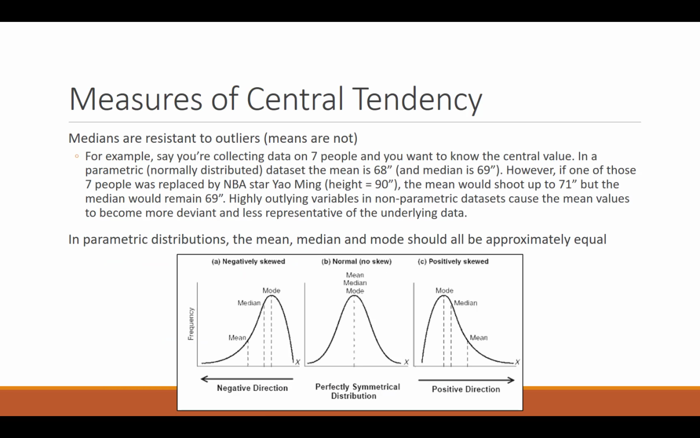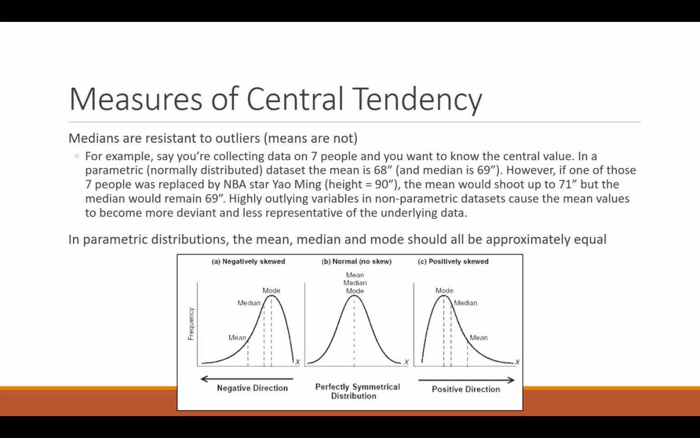There's one aspect of central tendency that needs to be discussed a little bit further, and this is the fact that medians are resistant to outlying values, whereas means tend not to be. So if we look at this through an example, say that you're collecting data on 7 people and you want to know the central value.